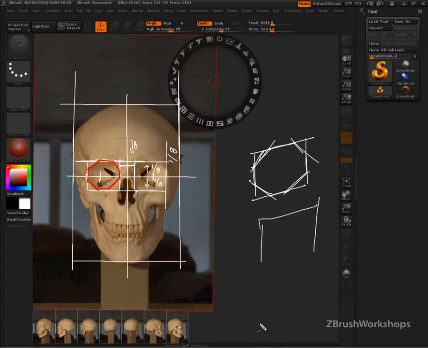Now let's take a look at the rest of our measurements, because the next thing we want to try to find is where the bottom of the nose is. And again, we're going to try to fit everything within easy measurements. So we want to try this 1/8 of a head right away. And there you go. Look at how awesome that is. Quite awesome.